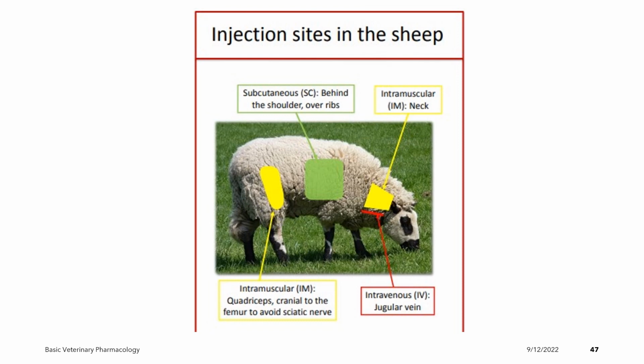This diagram shows the preferred injection sites in sheep, from the University of Bristol. For the SC route of administration in a sheep, it is behind the shoulder and over the ribs. For the intramuscular or IM injection, the preferred site is the neck area, as well as the quadriceps, cranial to the femur, to avoid the sciatic nerve. We also have the intravenous site, which is through the jugular vein.